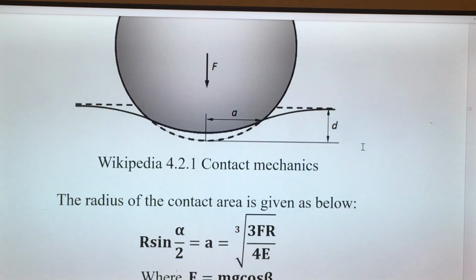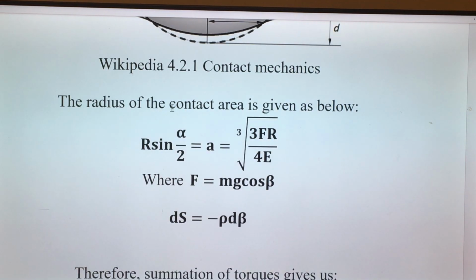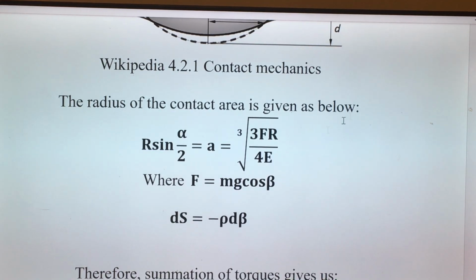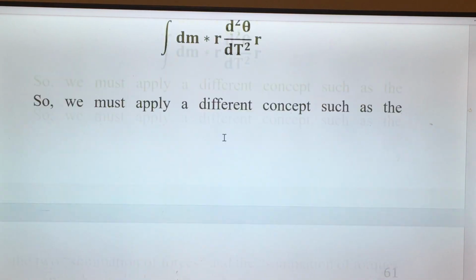Okay, so guys, now you need to go to Wikipedia and write contact mechanics on Google or any other search engine. Then it will take you to Wikipedia, this site, and you can see the derivations. The radius of the contact area is given on Wikipedia as below: r sine alpha by 2.